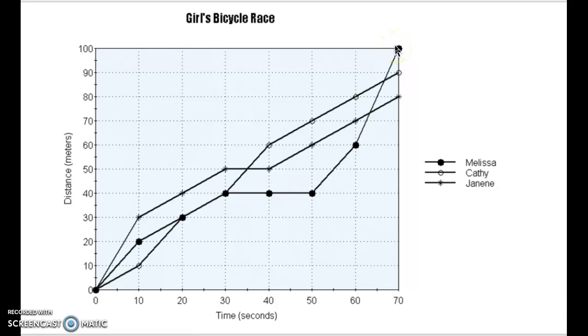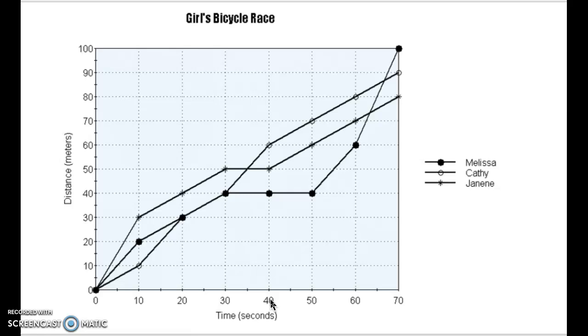When I do 100 divided by 70, I get 1.428. The 2 is in the hundredths spot. The 8 afterwards tells me to round the 2 up to a 3, which would make it 1.43, and our label would be meters per second.